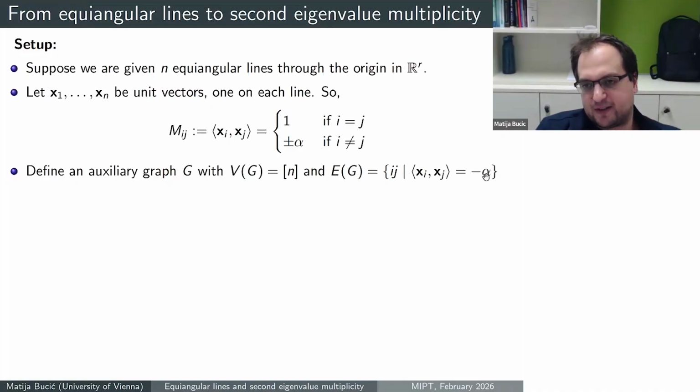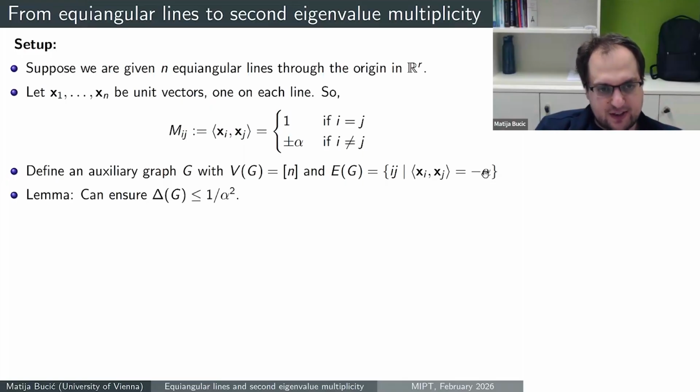If you think a little bit about it, there shouldn't be too many negative dot products. And this is actually where these Ramsey theoretic ideas came into play. One of the very important lemmas that we are going to use, that Igor proved in his paper, is that if you make careful choices of the signs of your unit vectors, you can actually get a pretty good upper bound on the maximum degree of this auxiliary graph. Namely, you can bound it by 1 over alpha squared.